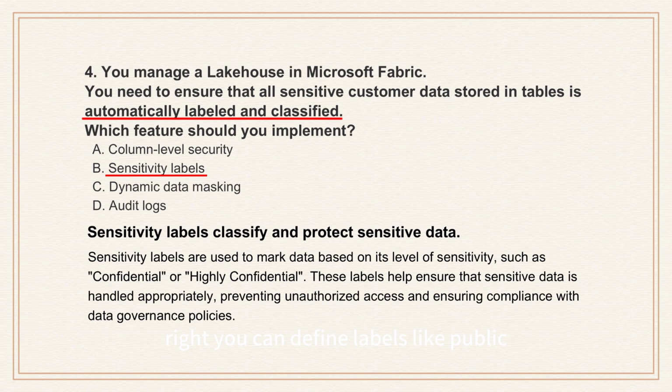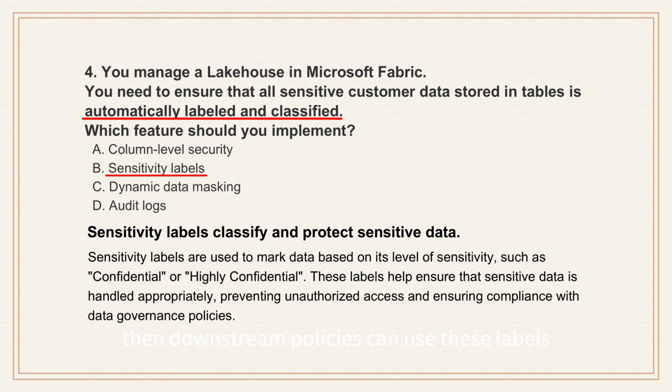Right. You can define labels like public, internal, confidential, highly confidential, maybe with subcategories like PII or financial. Got it. And the key thing here is they can be applied manually or automatically based on pattern matching, like detecting credit card numbers or national ID formats within your lakehouse data. That sounds really useful. It is. Once a label is applied to, say, a table or even specific columns in your lakehouse, it acts as metadata that travels with the data.